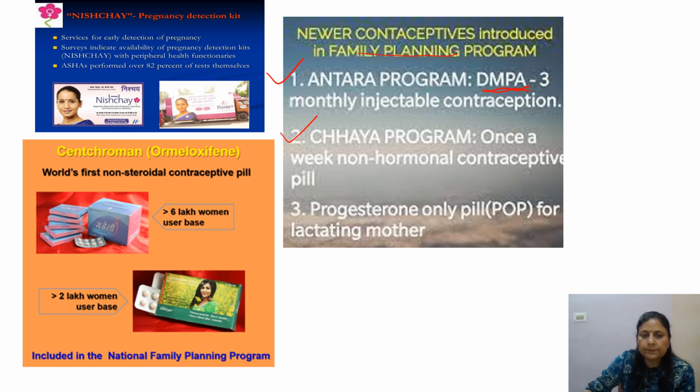It is also a non-hormonal contraceptive method, and it contains centchroman. Okay, and this contraceptive you have to take once in a week. Next is progesterone only pills, POP, and it is for the lactating mother. For those mothers who are lactating, the best oral contraceptive is progesterone only pills.